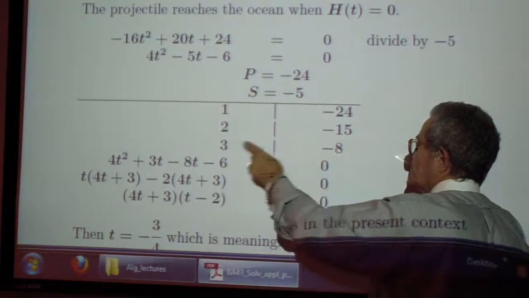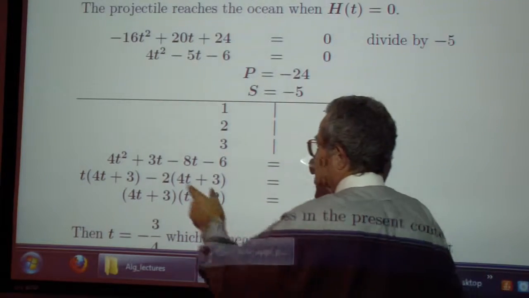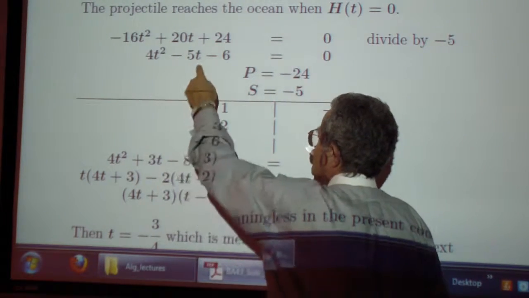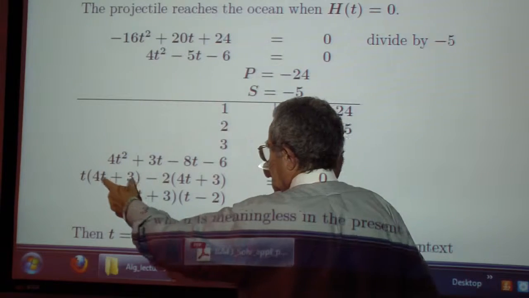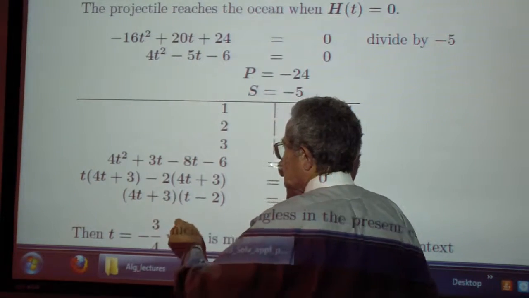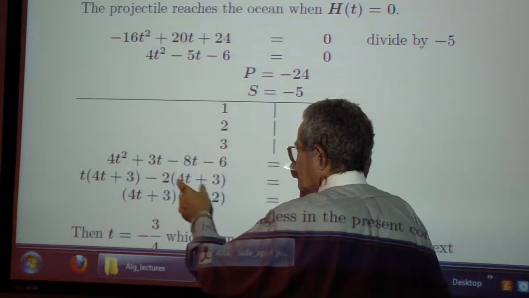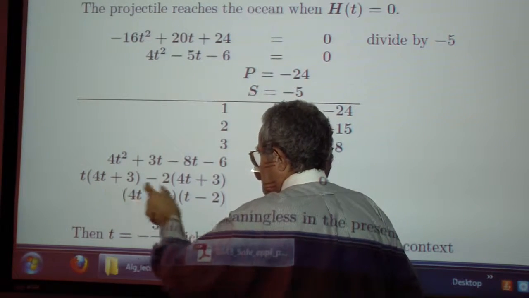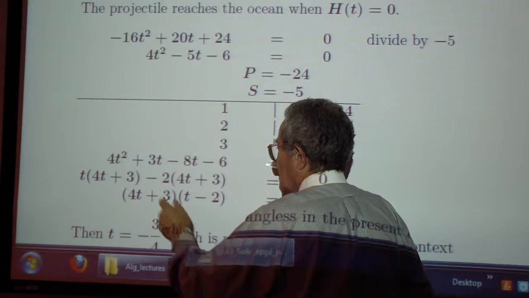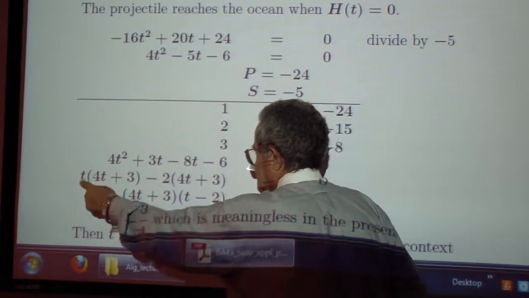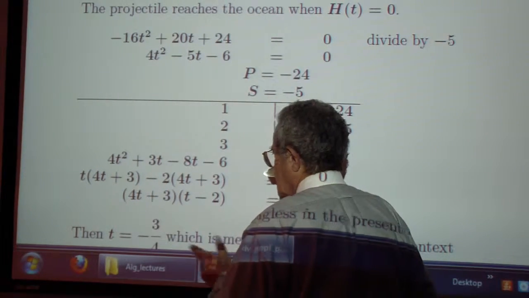Very quickly, you find your 3 and your negative 8. That's how you split up the middle term, which was negative 5. Factor out t from the first two terms. Factor out negative 2 from the last two terms. You can factor out the greatest common factor, which is now 4t plus 3, and you get 4t plus 3 times t minus 2.